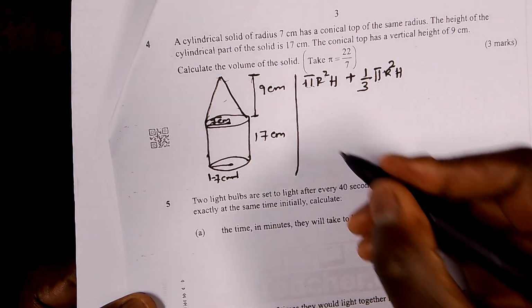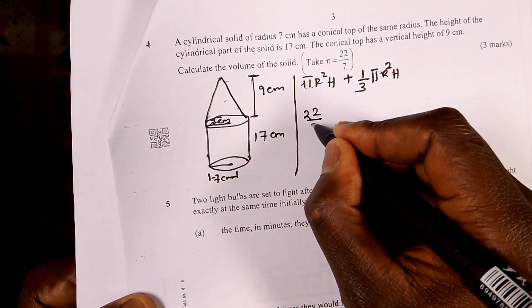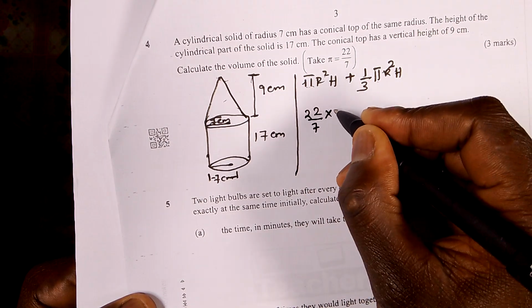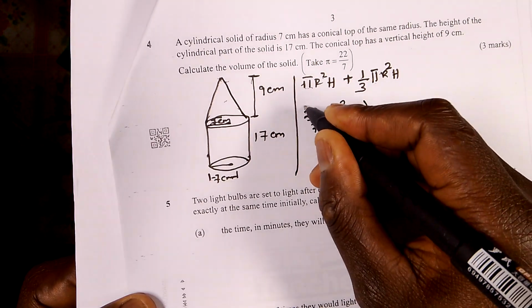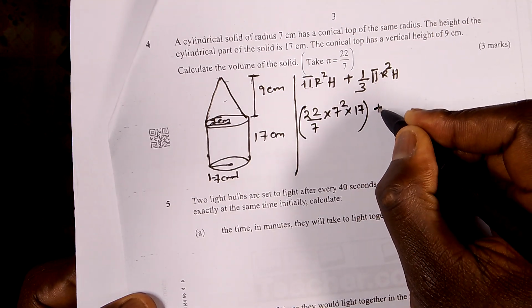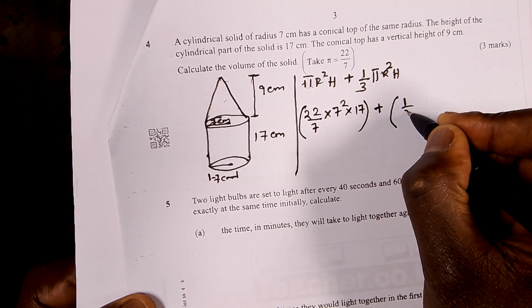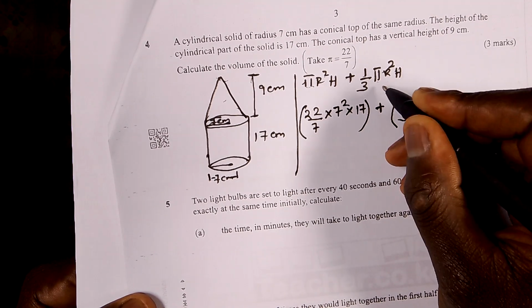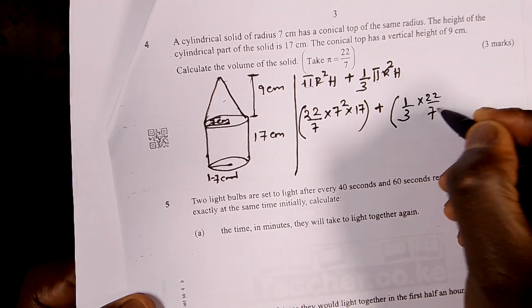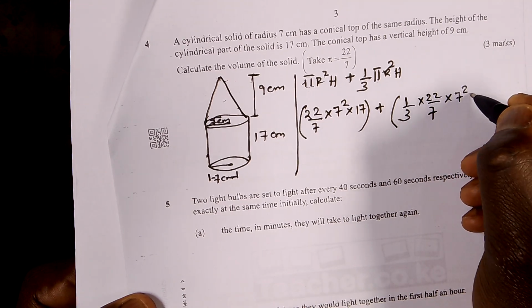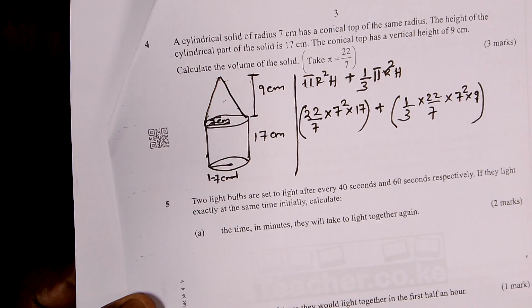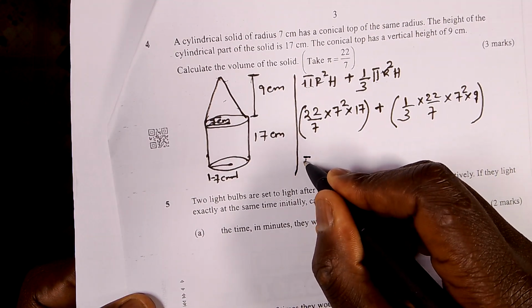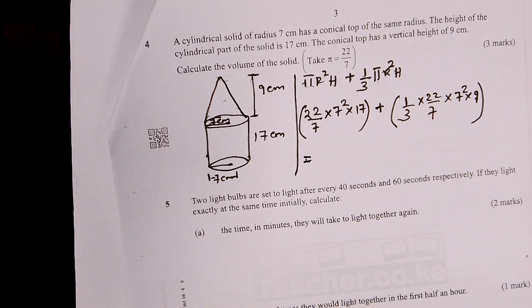So that will be 22 over 7 multiplied by 7 squared multiplied by 17, the height of the cylindrical part, plus a third multiplied by 22 over 7 multiplied by 7 squared multiplied by 9. That is the volume of the cone. So by doing that, we will have determined the volume of the solid.